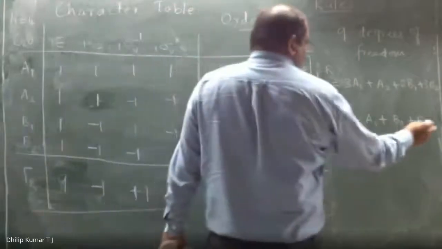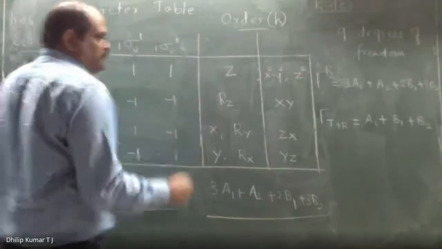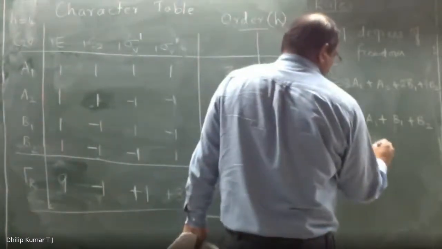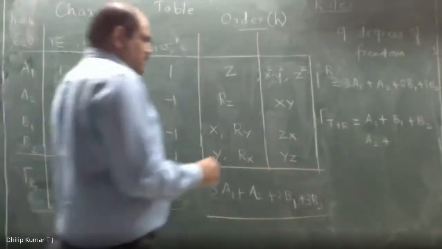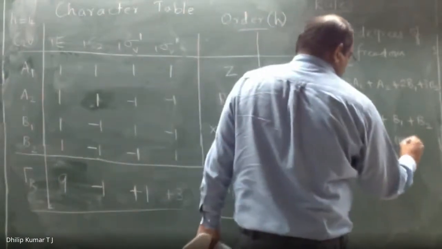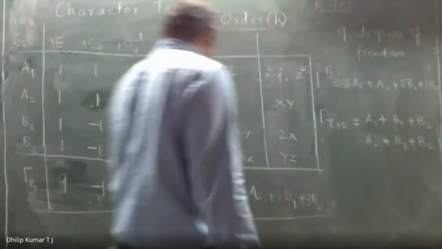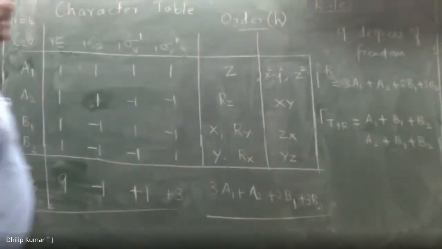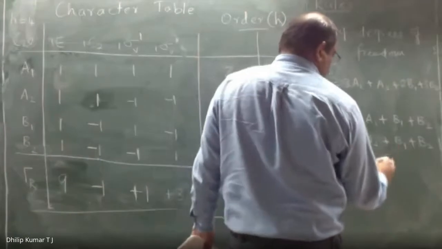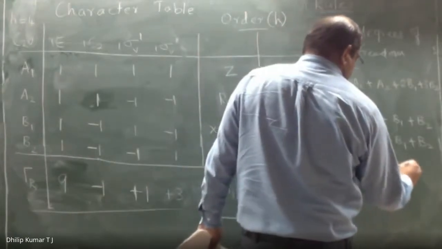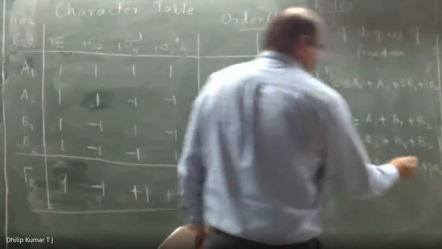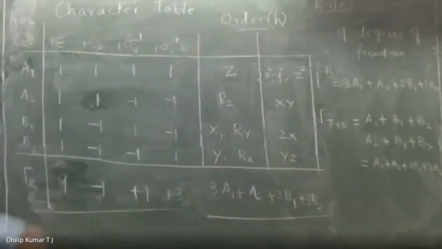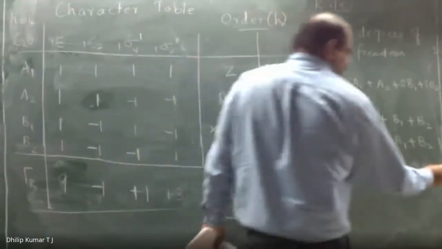So that's what I've written here. A1, B1 plus B2. This is translational. Rotational is A2 plus B1 and B2. B1 is RY and B2 is RX. So translational and rotational is something like this. I can sum it up. So it is A1 plus A2 plus 2B1 plus 2B2. So these are the symmetry elements for translation and rotation.